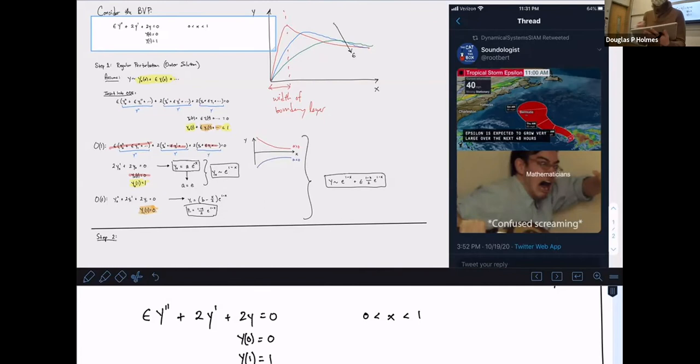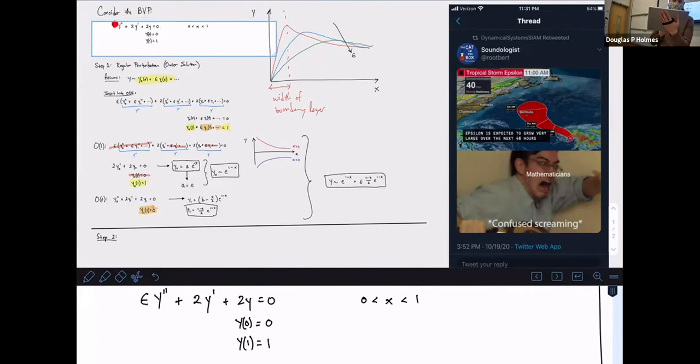By the fact that this epsilon is multiplying the highest order derivative, it changes the nature of the problem that we're trying to solve. And so now we have to rescale this problem such that when epsilon gets smaller, this term remains really important, remains dominant. Right now, when we did the regular perturbation, as epsilon got smaller, this term became inconsequential. We lost the ability to say anything about what's happening near the origin because this term went away.